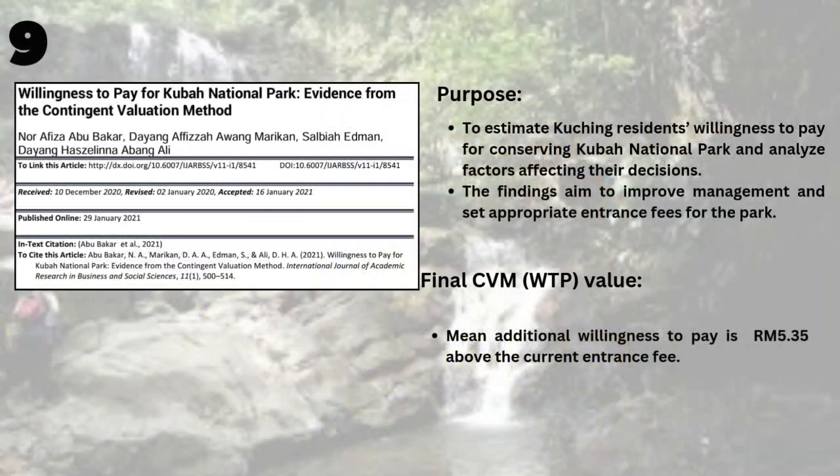Other than that, WTP for Kubah National Park: evidence from the CVM. The purpose of this study is to estimate Kuching residents' WTP for conserving Kubah National Park and analyze the factors affecting their decision. The final CVM WTP value is RM 5 ringgit 35 cents as an entrance fee.